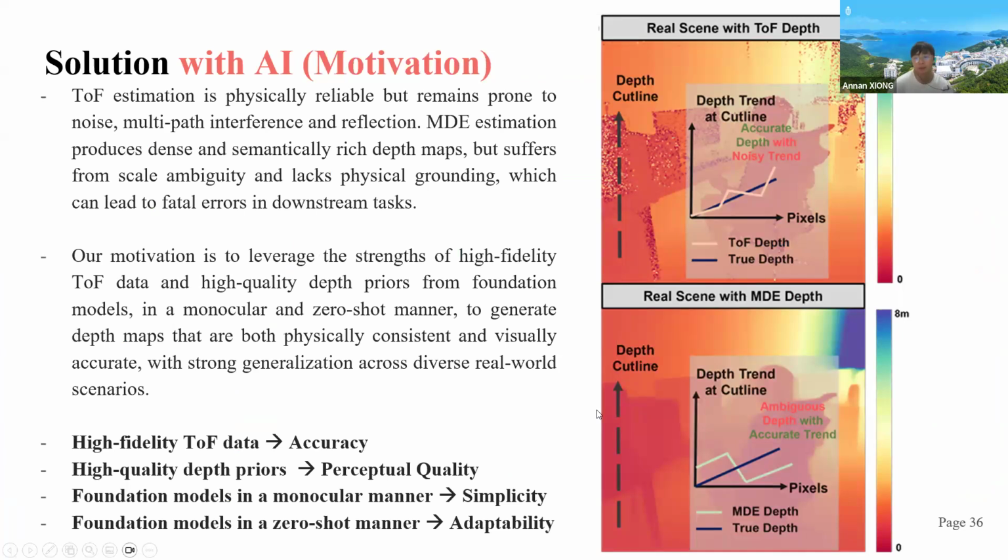What is our motivation? Every word in this passage is very important, so I will read it word by word. ToF estimation is physically reliable, but remains prone to noise, multipath interference, and reflection. Monocular depth estimation produces dense and semantically rich depth maps, but suffers from scale ambiguity and lacks physical grounding, which can lead to fatal errors in downstream tasks.